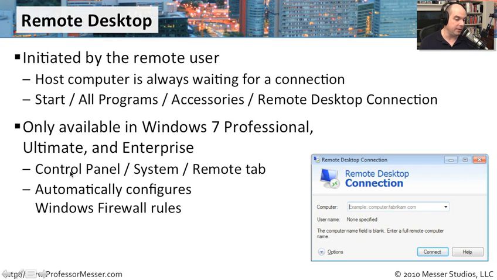If you go to Control Panel, System, in the Remote tab, you can change the configurations for the remote desktop, enable, disable access. And whenever you do that, it will automatically configure the appropriate Windows firewall rules, enable the right services so that you are able to connect to those remote machines.